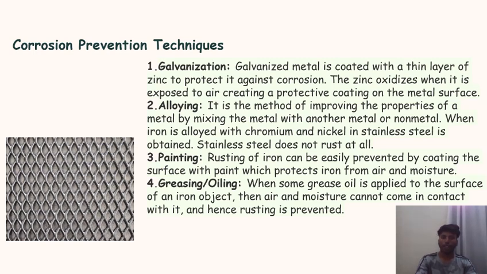Number three, painting. Rusting of iron can be easily prevented by coating the surface with paint, which protects the iron from air and moisture. Number four, greasing or oiling. When some grease or oil is applied to the surface of an iron object, then air and moisture cannot come in contact with it and rusting is prevented.